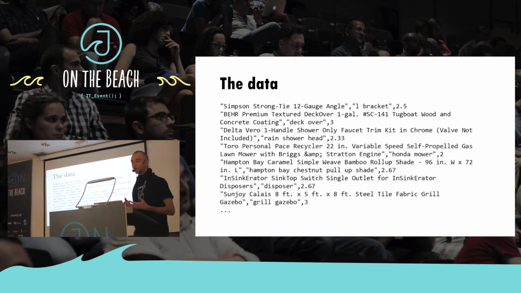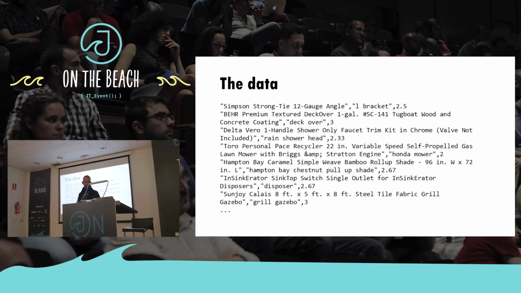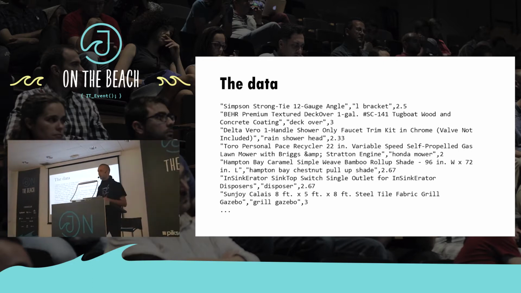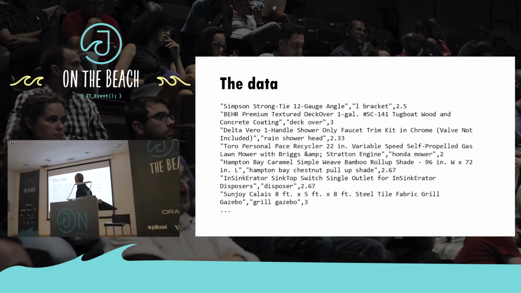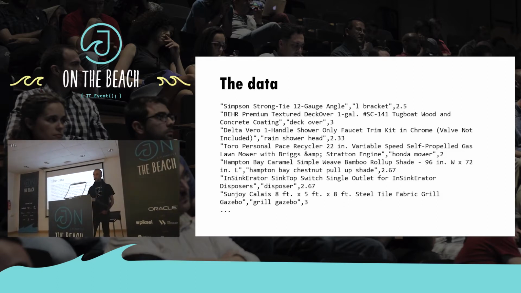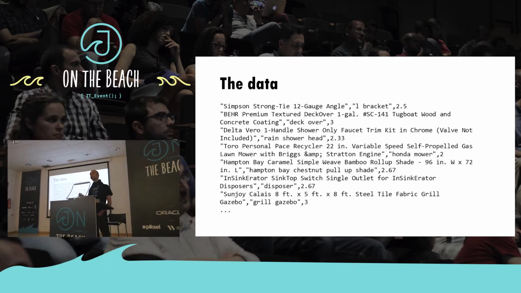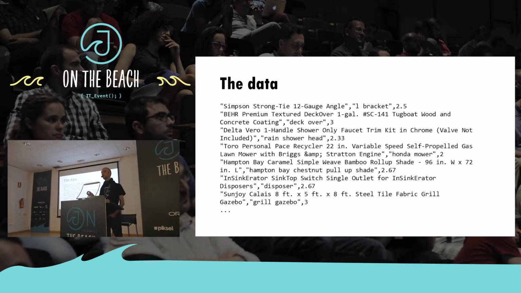The data we had to answer that question looked along these lines, because every project ends up involving CSV files. We had a gigantic CSV file, and in a nutshell it has what the person asked: I want an L bracket. What the person received: a Simpson Strong-Tie 12-gauge angle. And a rating between 1 and 3. 1 would be, this is terrible, this has nothing to do with what I wanted. 3 is exactly what I want, and 2 is, it's not too bad, but it's not too good.